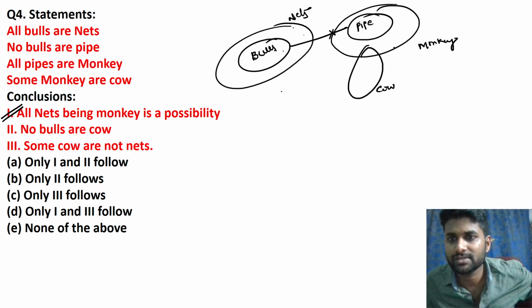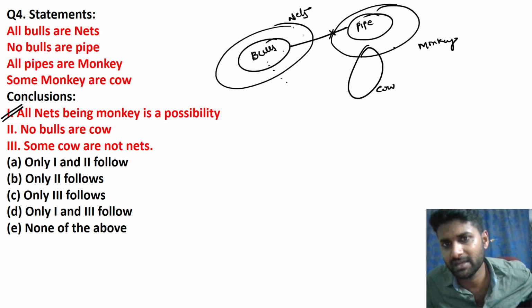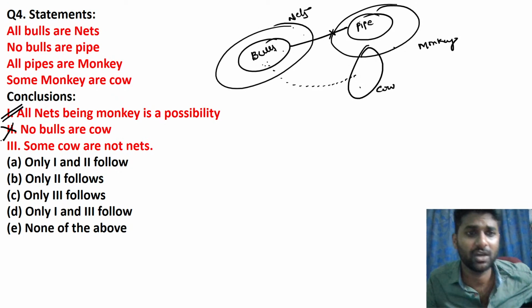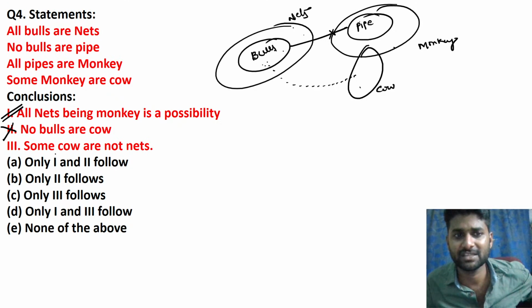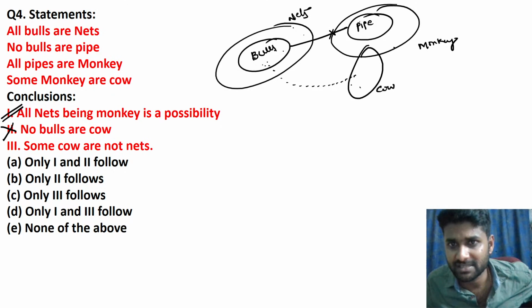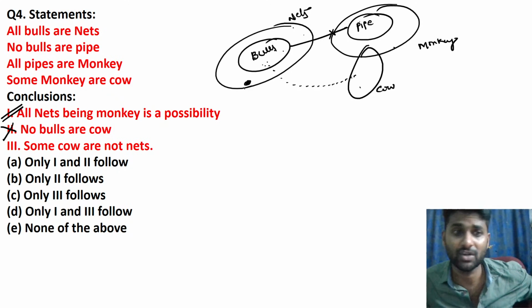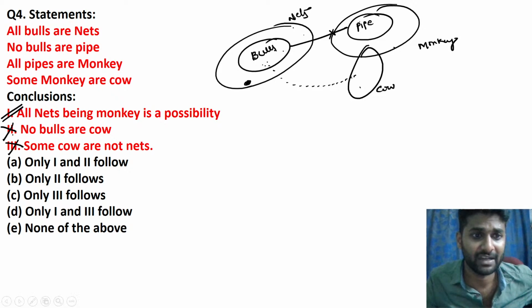No bulls are cows means we can create a relation between bulls and cows. We can assume some bulls are cow. We can assume all bulls are cow. That's why no bull or cow is a wrong conclusion. Next one. Some cows are not nets. Just assume all cows are nets or not. Can we assume all cows are nets? Just check it out. We can assume all cow into the net, which means we can assume some cow is also net. That's why 3 is also an invalid conclusion.